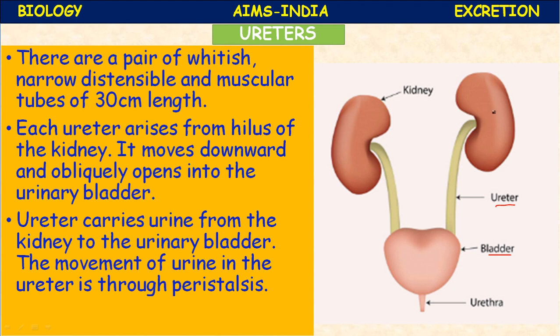The urine which is formed in the kidneys, or in the nephrons, opens into the pelvis region. The starting point of the ureters is funnel like, so they collect the urine which is formed and open into the urinary bladder. Peristaltic movement, which means wave-like movement, takes place and the urine is pushed into the urinary bladder.